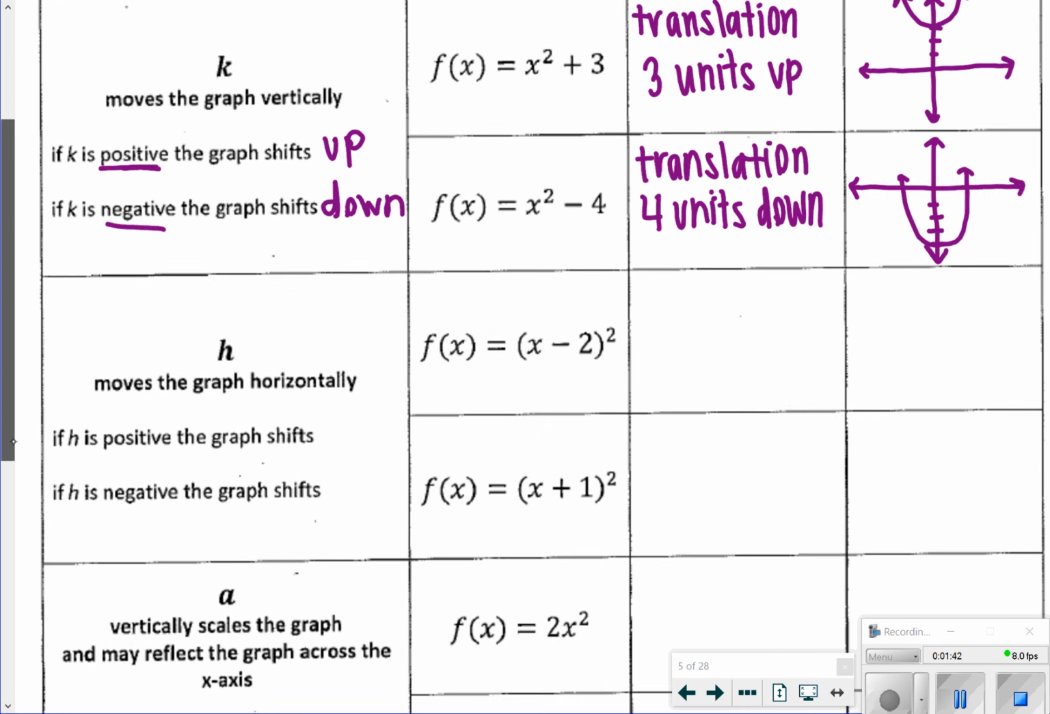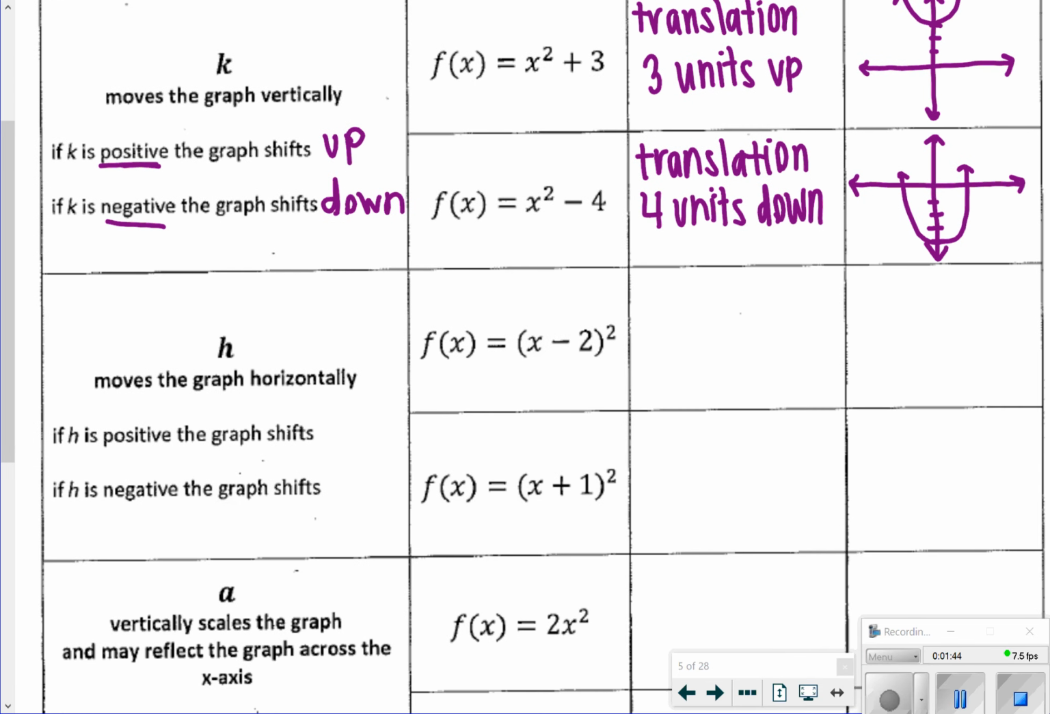Moving on to letter H. H is going to move the graph horizontally, and that's the way that you can remember it. So you want to think about K is your y values and H are your x values. If H is positive, the graph will shift right. But if H is negative, the graph will shift left. And remember, we need to kind of think backwards here.